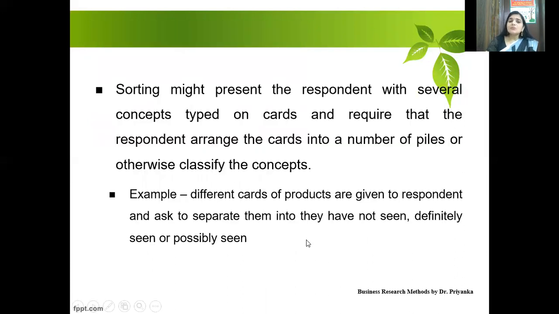Then sorting. It might present the respondent with several concepts typed on cards and require that the respondent arrange the cards into a number of piles or otherwise classify the concept. For example, you have got a pile of cards, and you might sort them on the basis of color, like blue cards in one row, white cards in one row, black cards in one row, and green cards separately. So this is also a kind of sorting.